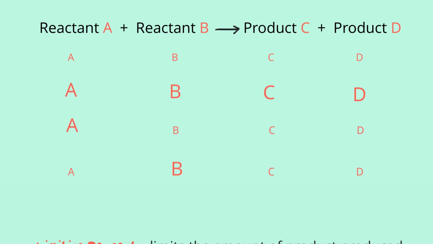So in this one, we've got A as the reagent in excess, B is the limiting reagent, and that will govern how much of C and D are produced. In the second one, A is the limiting reagent. It's going to limit how much of C and D are produced, the products, and B is the reagent in excess. There'll be some of that left over.